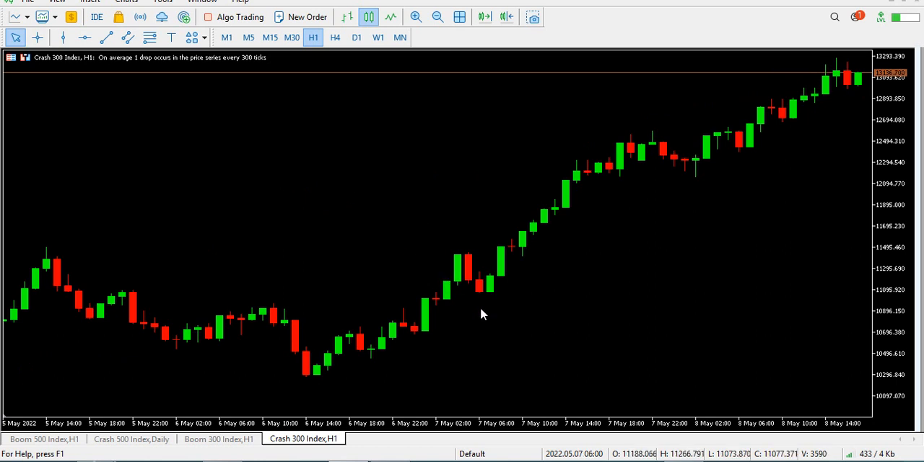Whenever the market is moving up, you will see that the candles are green. The candles are always green. A good example, you can see from here to here. This is a trend from here to here, and you can see each candle is green. Only the red ones are bearish candles.